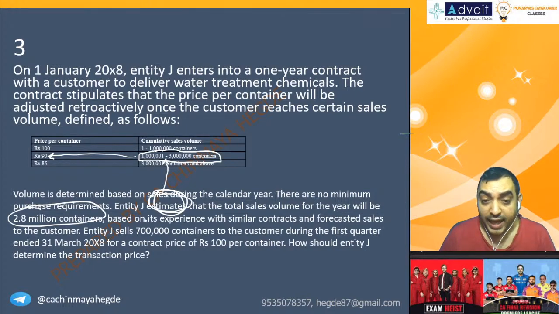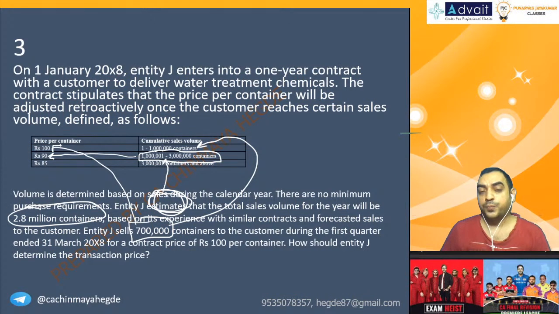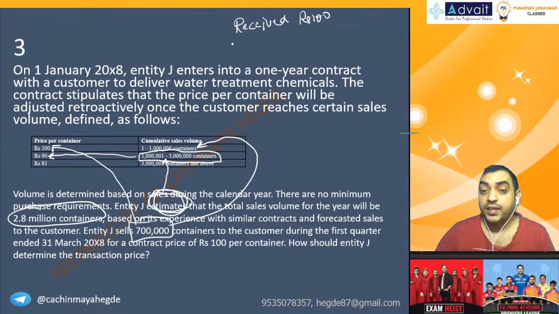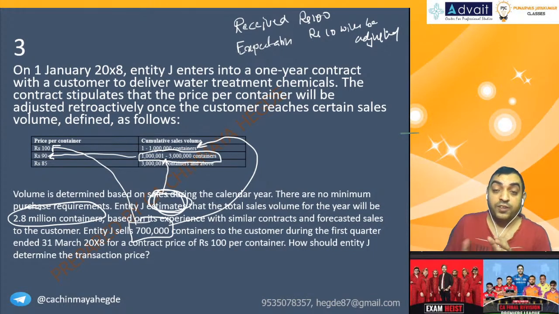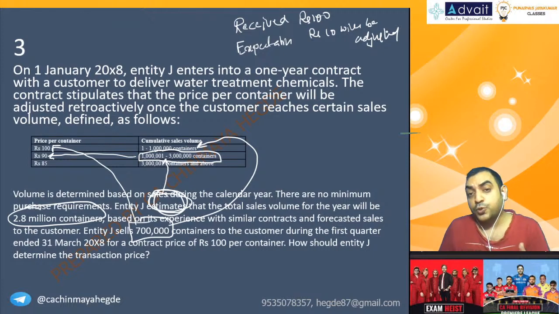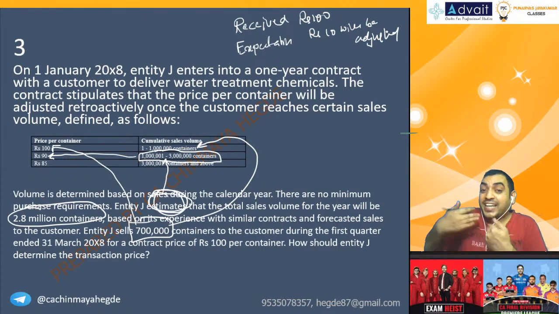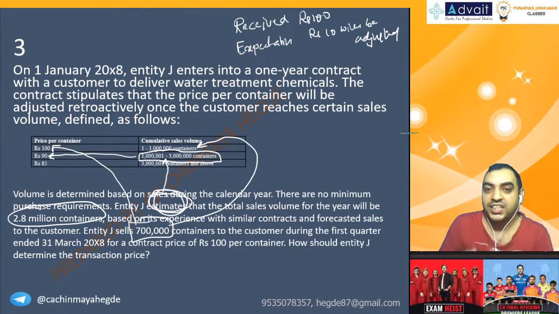And now they have sold 7 lakh, and 7 lakh comes in the first category, and first category means they will receive 100 rupees. So they have received 100 rupees, but the expectation is that 10 rupees will be adjusted later in the next sales price, because they will go to the second slab, and once they come to the second slab, whatever you received extra earlier needs to be adjusted subsequently.